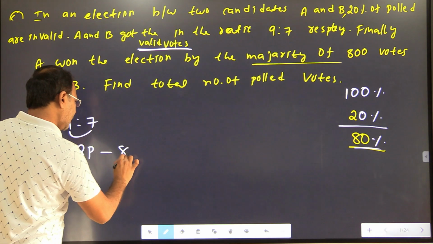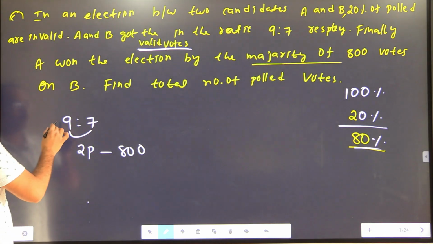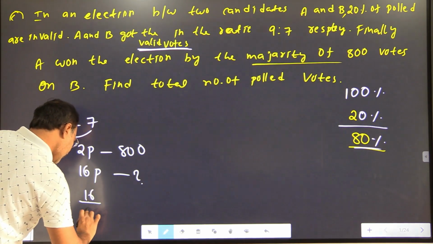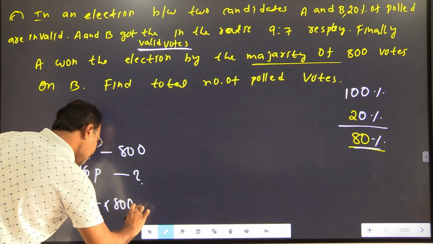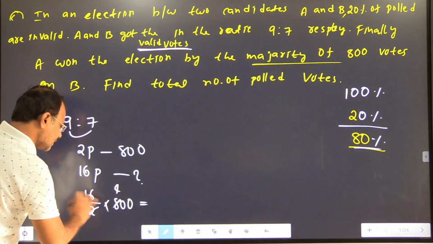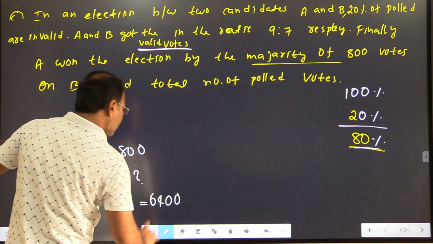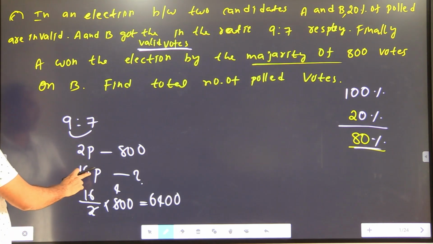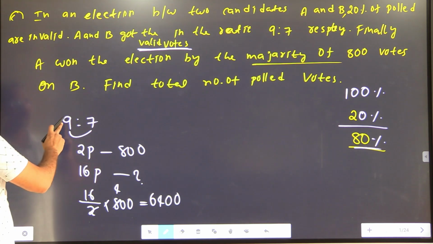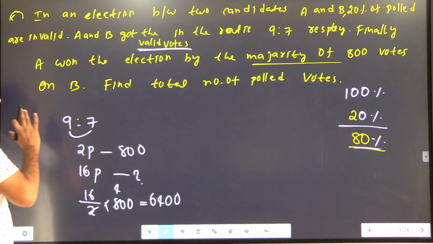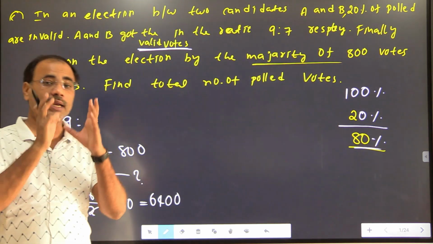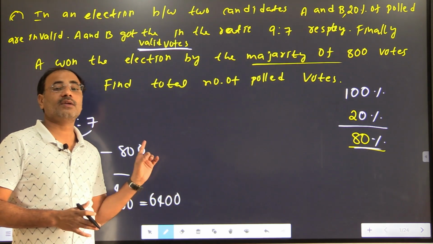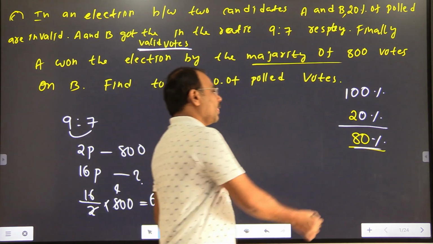So, 2 parts is 800; then 9 plus 7, that is 16 parts, how much? 16 by 2 into 800. 2 fours are 8, 16 into 4 is 6400. What are these 6400? I found 16 parts. What are 16 parts? A's votes 9 parts, B's votes 7 parts, 9 plus 7 is 16 parts. These 16 parts are only valid votes. So 6400 votes are valid, which is nothing but 80%.